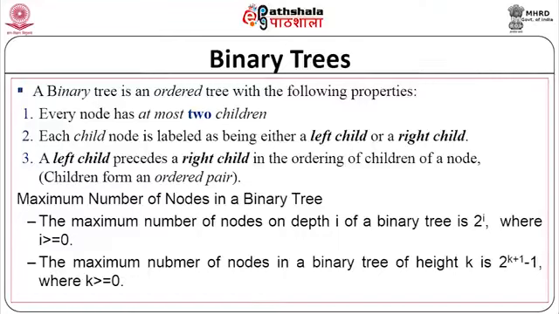So, the maximum number of nodes in a binary tree can also be specified because everything is specified. A root node will have no parent, all the leaf nodes will have no children, all other nodes can have 1 child or 2 children. So, here assuming maximum number, the maximum number of nodes at depth i of a binary tree is 2 to the power of i. Depth i is the number of levels it has, where i is greater than or equal to 0. The maximum number of nodes of a tree of height k is 2^(k+1) minus 1, where k is greater than or equal to 0. So, I will go into detail about this as we go along.